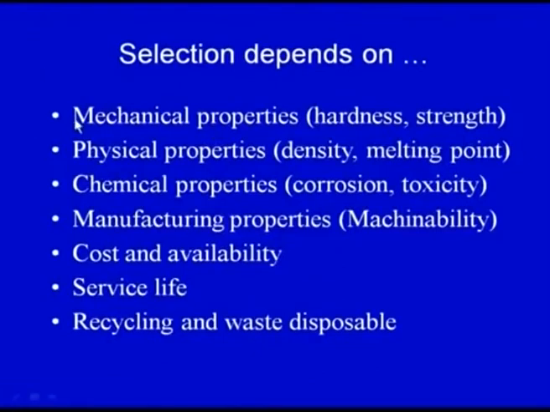So when we are selecting a particular material, these are the 4 important technical points which have to be taken into account. Now what are the 4 important technical points? On your screen you can see you have the mechanical properties, physical properties, chemical properties and manufacturing properties. So these 4 properties of all the materials have to be listed, and then only the final selection can be done for a particular application.